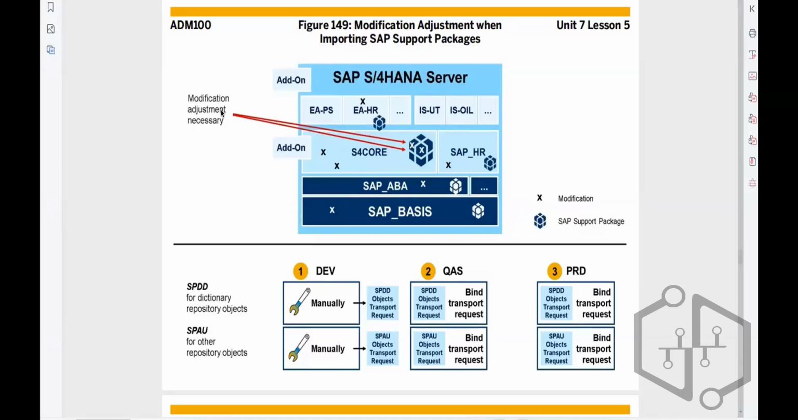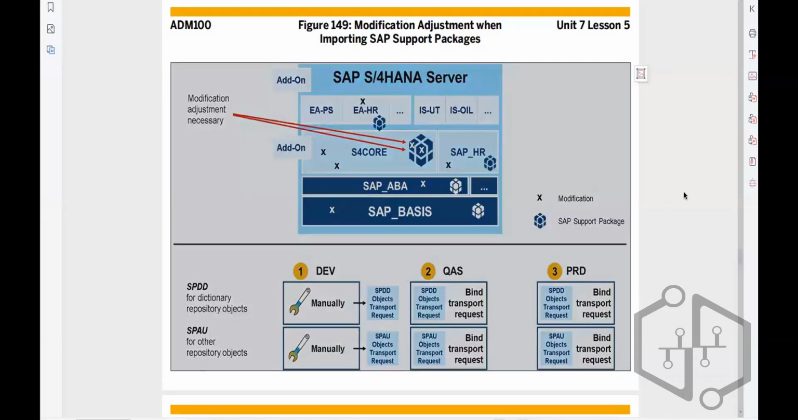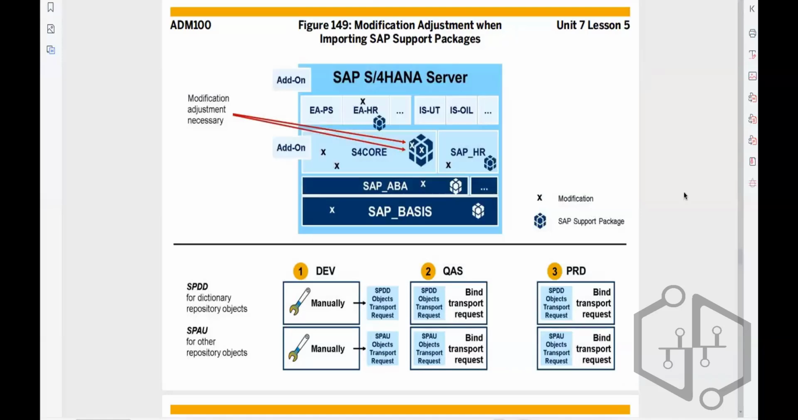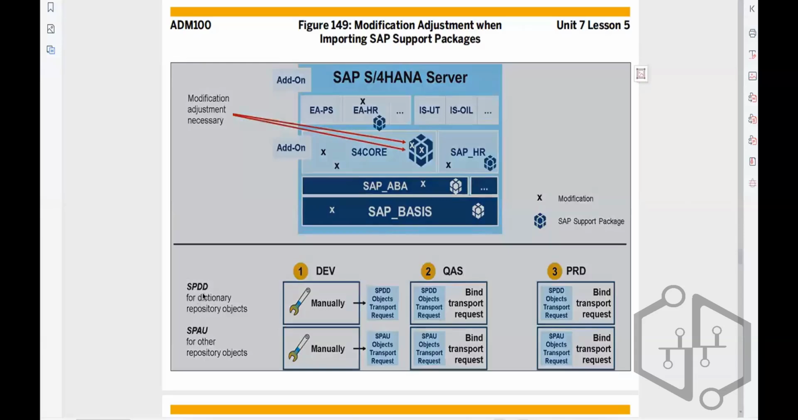You have to do the adjustment. The developer is going to tell the system that no, we don't want the new one, we just want the old one. So you can carry on with the old one also. So this is a task of the developer. They are going to run these T codes, SPDD and SPAU. SPDD is for dictionary objects, and for other objects, they are going to use the SPAU T code.